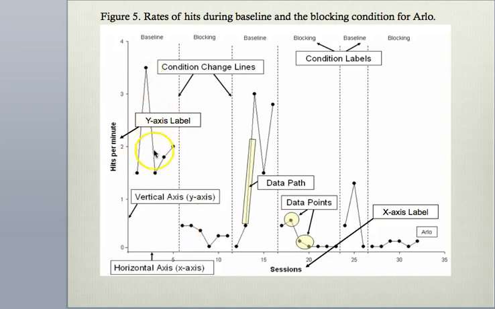You'll see in baseline 1 that his hitting rate per minute is relatively high. When the blocking condition is put into place, the number of hits per minute drops quite low. We then go back to baseline to rule out confounding variables or coincidental variables. And so there's another condition change line. The data points between the two are not connected. And again, we start to see the behavior climb. The line that connects data point 2 to data point 3 is called a data path.